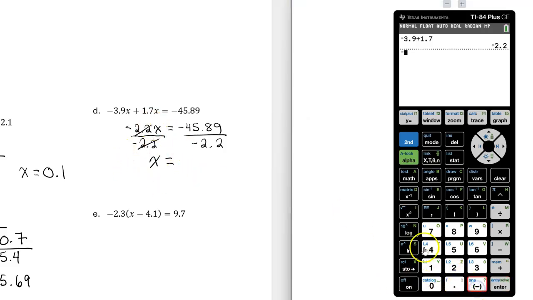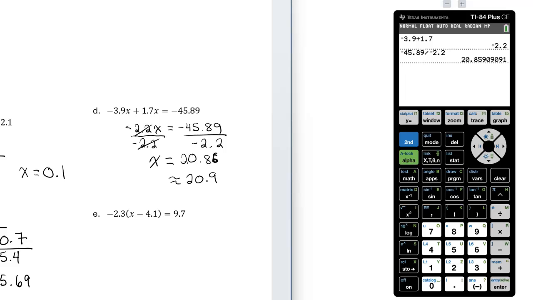I have negative 45 89 hundredths divided by negative 2 2/10. Notice that's positive, right? Just like I predicted, because I was dividing two negative numbers. So I get 20, and let's say I'll round to that. There we go. So 20 86 hundredths, or 20 9/10. So either of those are fine.